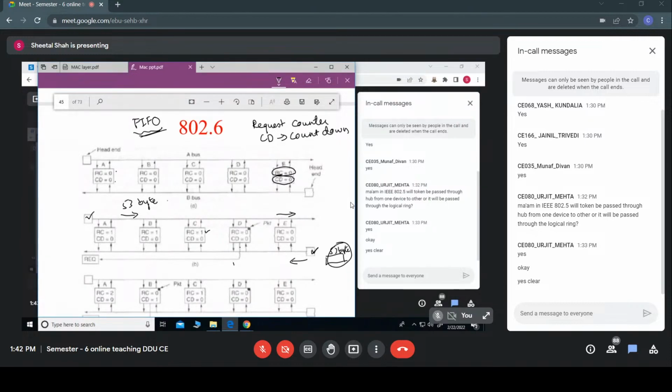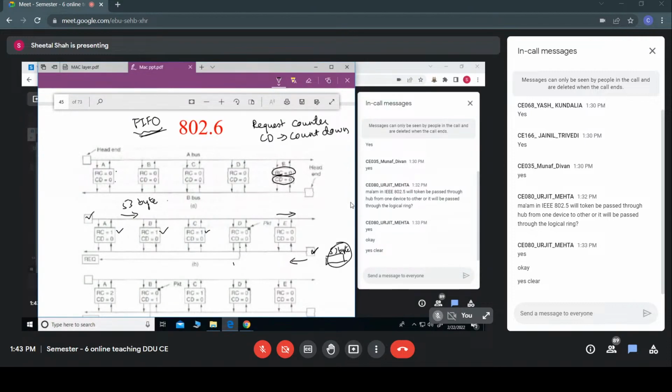Okay, so all these stations are sensing that request bit, and they'll come to know that some station towards this right hand side is requesting for its turn. So the request counter would be incremented by 1. Is it clear now? You can see that this is also 1, this is also 1, and this is 1.